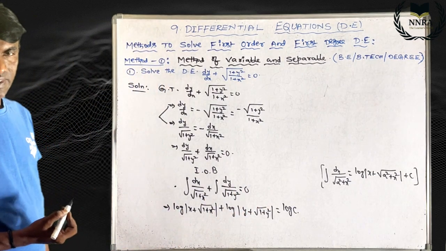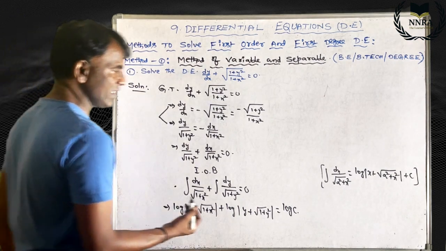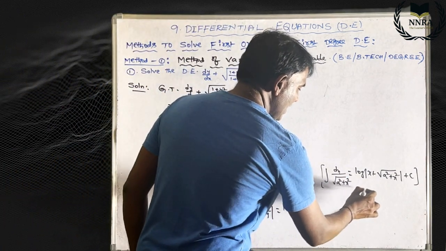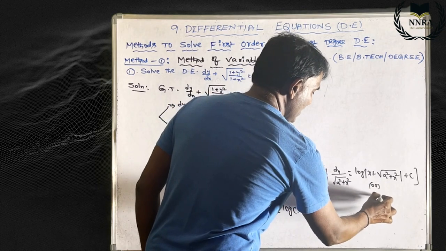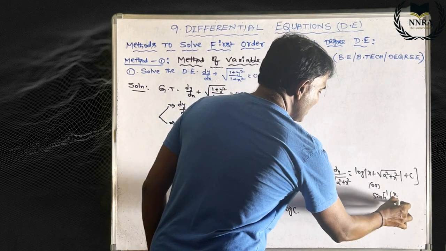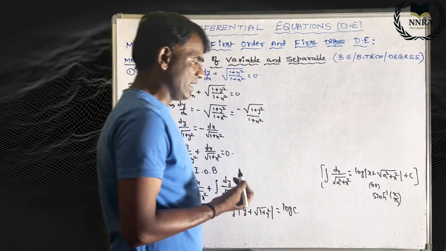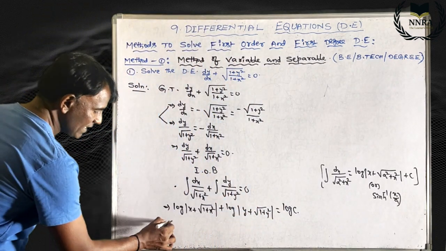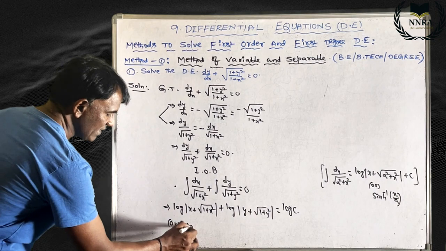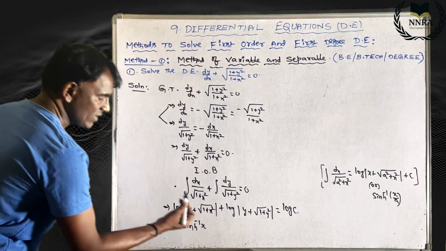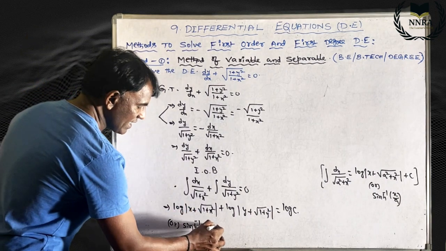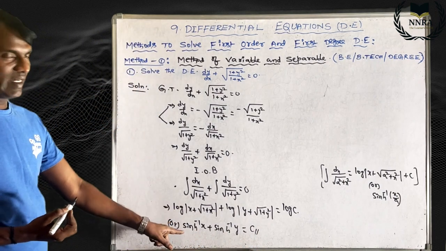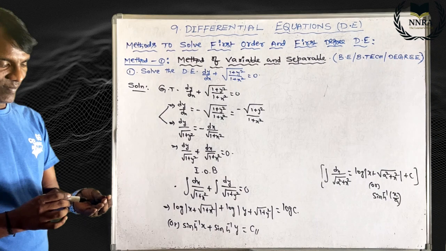Got my point? One more formula is also there. The same value can be written as sinh inverse of x by a. Clear? If you want to use this formula, here a is equal to 1. Then write sinh inverse of x, and the second value sinh inverse of y, equal to a constant. So either this one or this one is the required general solution of the given equation.